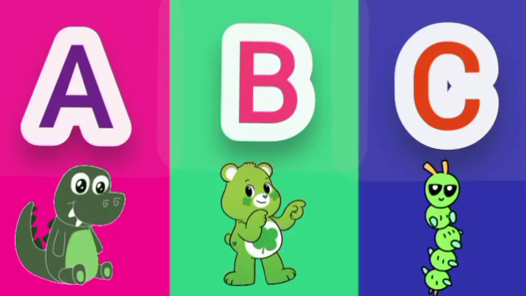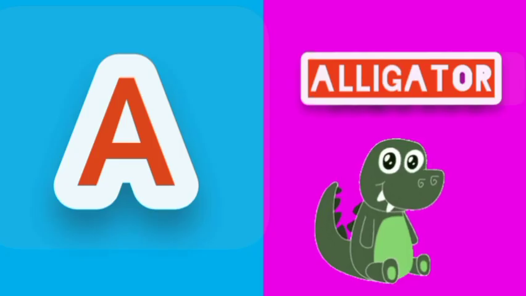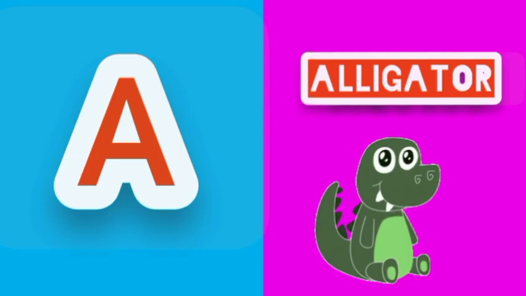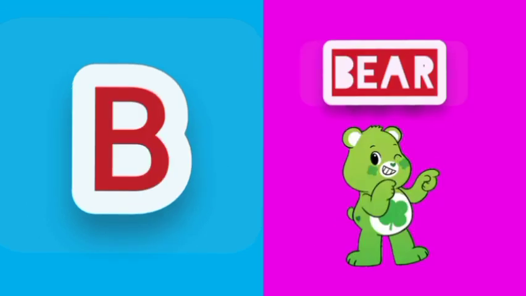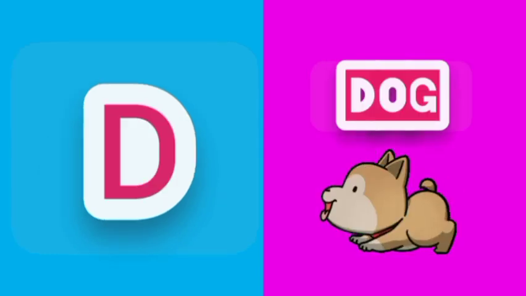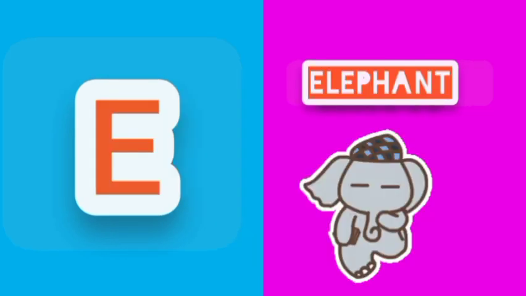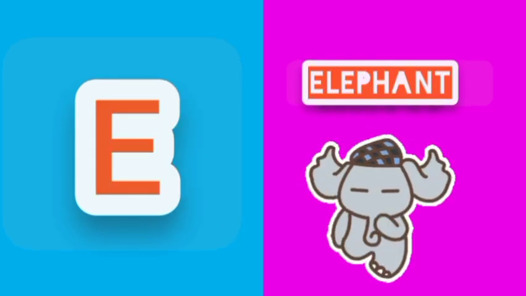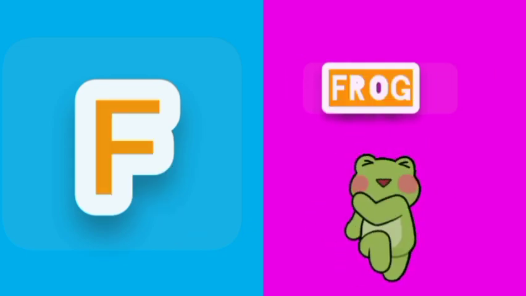Animals from the alphabets. A for alligator. B for bear. C for caterpillar. D for dog. E for elephant. F for frog.